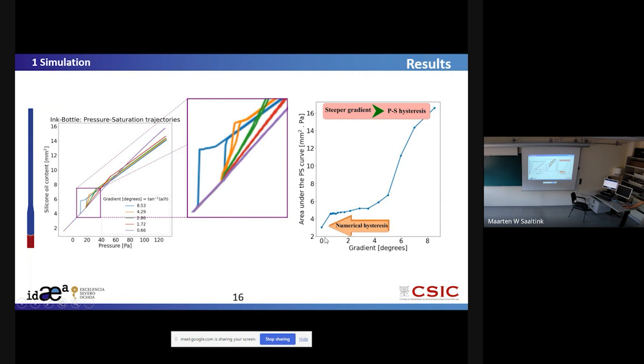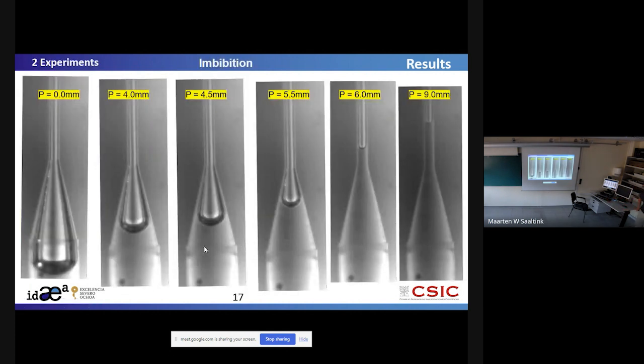Here, at 0 degrees, we expected it to be 0, because if the tube is straight, there should not be any hysteresis. It should go up and down, that's it. There should be no hysteresis. But still, we observe some hysteresis in our numerical simulations. This could be for many different reasons, but here I termed it numerical hysteresis. The conclusion from this plot is that the steeper the cross-section gradient, the more pronounced the hysteresis. And these are some experimental results during imbibition.